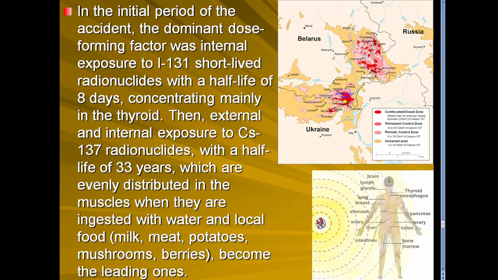In the initial period of the accident, the dominant dose-forming factor was internal exposure to iodine-131, a short-lived radionuclide with a half-life of 8 days, concentrating mainly in the thyroid. Then external and internal exposure to cesium-137 radionuclides with a half-life of 33 years, which are evenly distributed in the muscles when they are ingested with water and local food, milk, meat, potatoes, mushrooms, berries, become the leading ones.